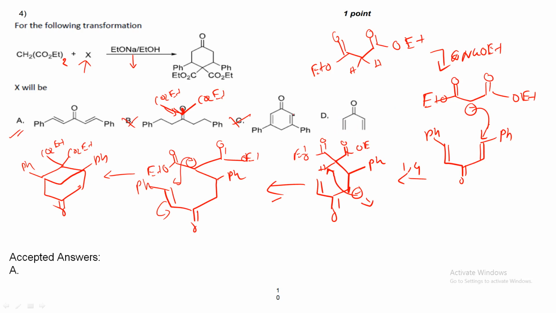And here there is no phenyl group, so if D is used, the formed product would be like this only. This should be formed if D is used. So that's how we can eliminate D also. So A is the right answer.